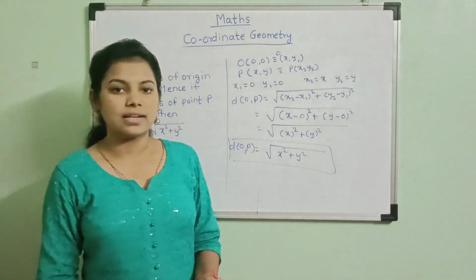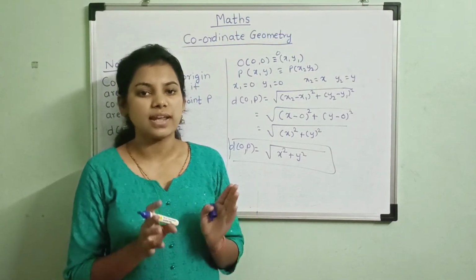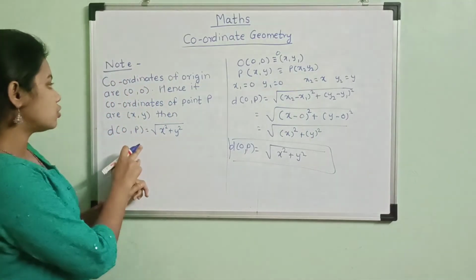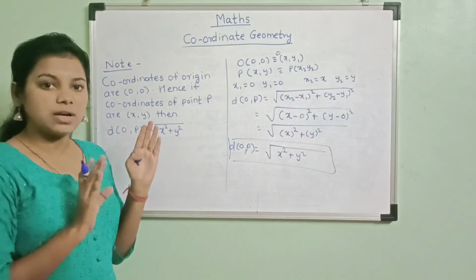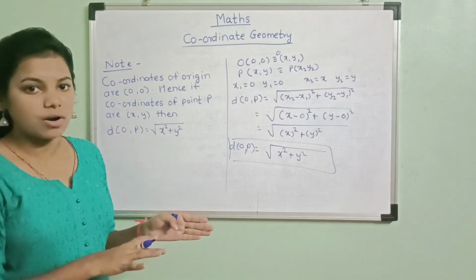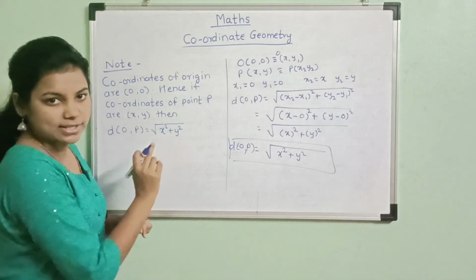So today हमने क्या क्या देखा है कि how to find out distance between any two points and some particular examples on that. And this is the short note that if we are calculating the distance between origin and any point on this coordinate plane, then it is simply square root of x square plus y square. Thank you.